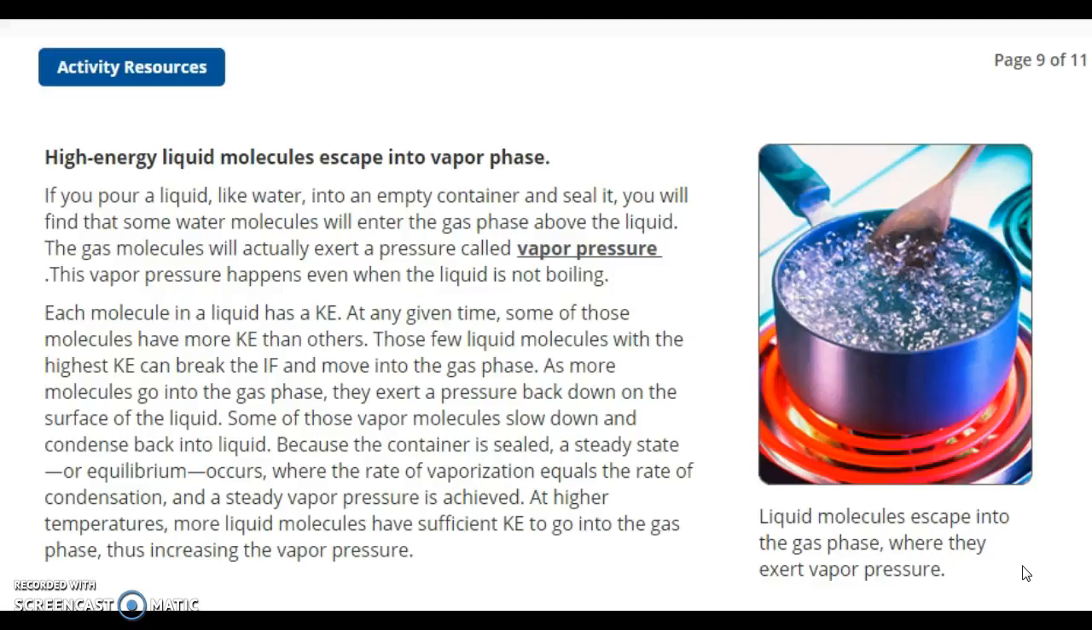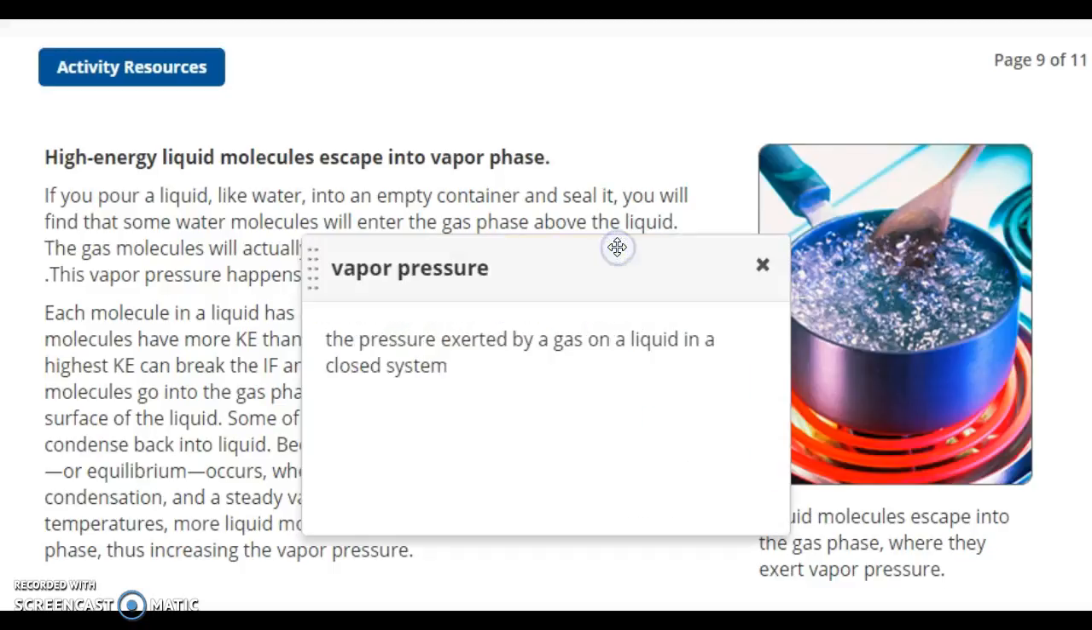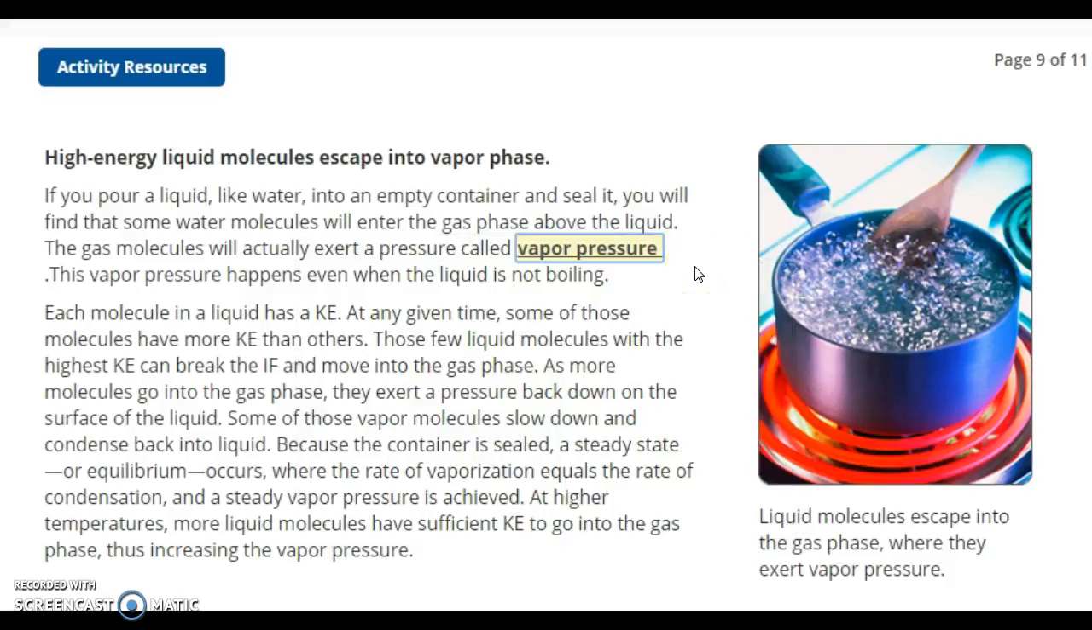If you pour a liquid like water into an empty container and seal it, you will find that some of the water molecules will enter the gas phase above the liquid. The gas molecules will actually exert a pressure called vapor pressure. So vapor pressure is the pressure exerted by a gas on a liquid in a closed system. So kind of like how we have atmospheric pressure.